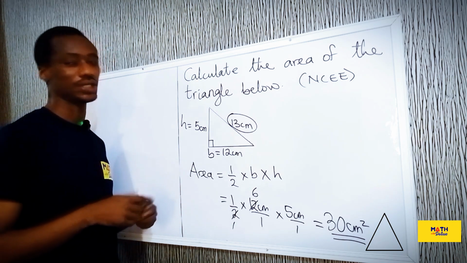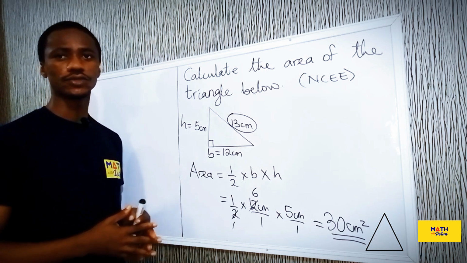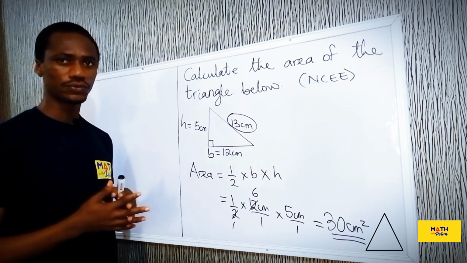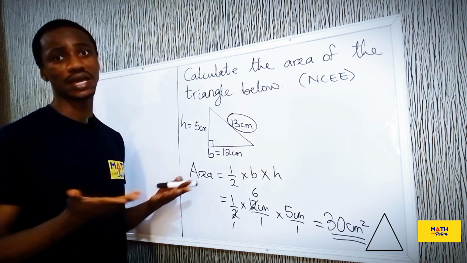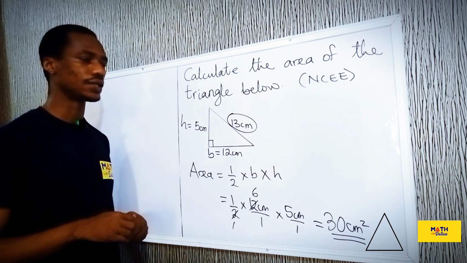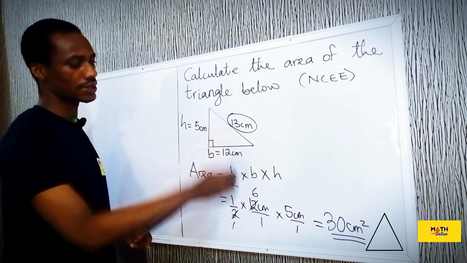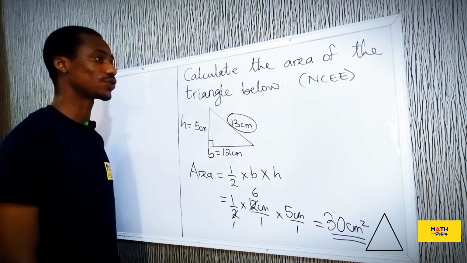But I will still teach you in case you find yourself in an exam where you have the 3 sides of a triangle and you don't know which one is the height and which one is the base. In that case, I'll show you what to do. Thank you. The answer is 30 centimeters squared.